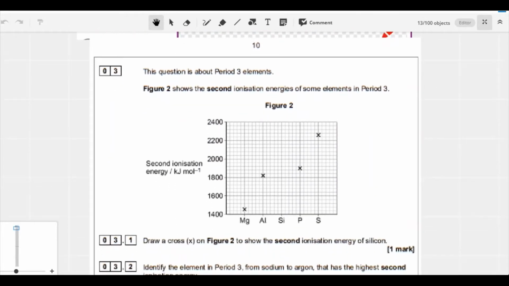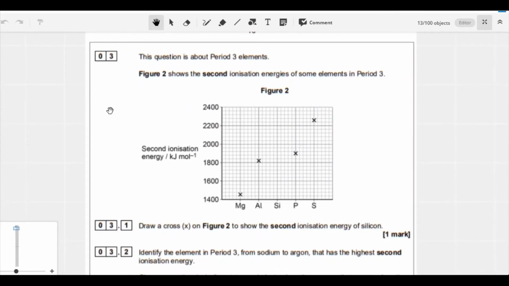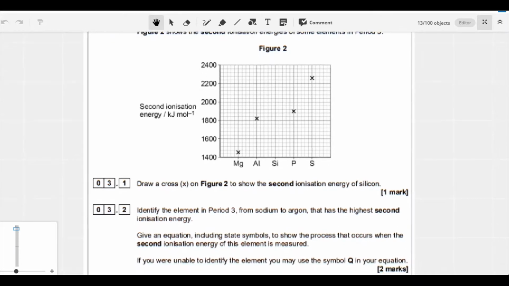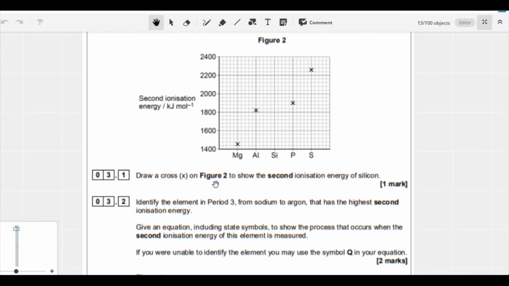Alright, okay, let's start. This question is about period 3 elements. Fig 2 shows the second ionization energies of some elements in period 3. So you can see here magnesium, aluminum, phosphorus and sulfur are present, but silicon is missing here. So the question is, draw a cross on fig 2 to show the second ionization energy of silicon.